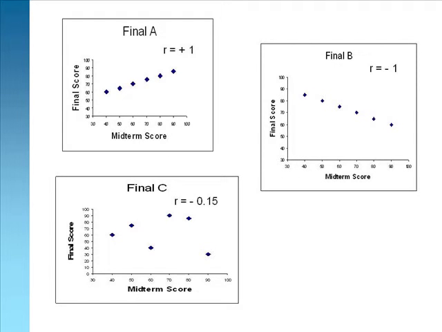The correlation coefficient R is complicated to calculate by hand. I used an Excel spreadsheet function to calculate the correlation for graph C. Notice that the R of graph C is slightly less than 0, indicating only a very small negative linear relationship.